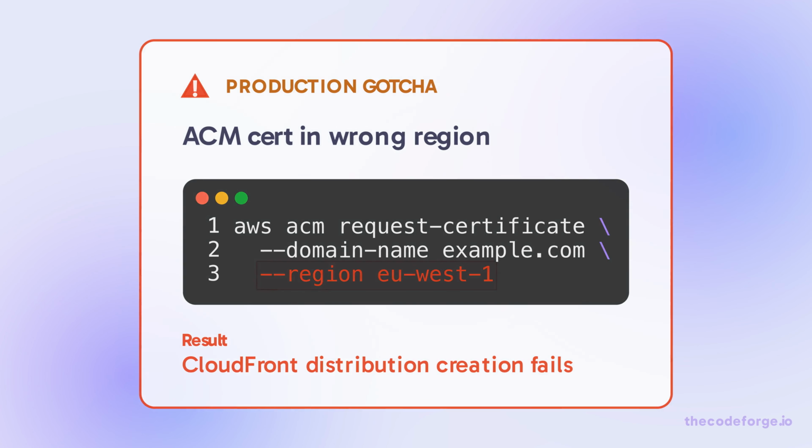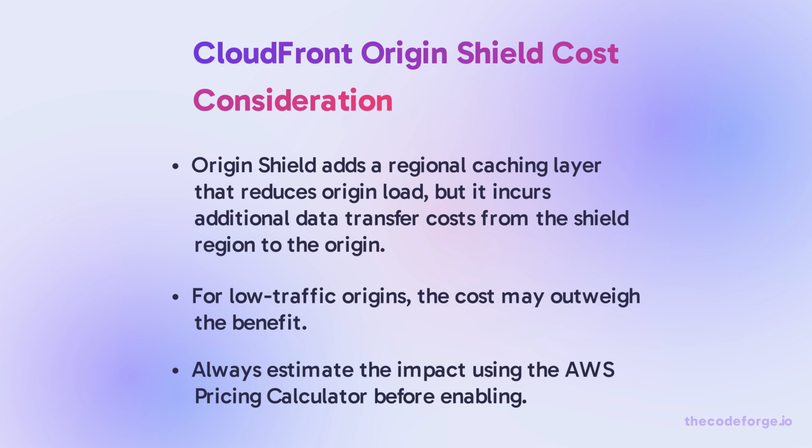Always use us-east-1. Origin Shield adds a regional caching layer that reduces origin load, but it incurs additional data transfer costs from the Shield region to the origin. For low-traffic origins, the cost may outweigh the benefit. Always estimate the impact using the Amazon Web Services pricing calculator before enabling.